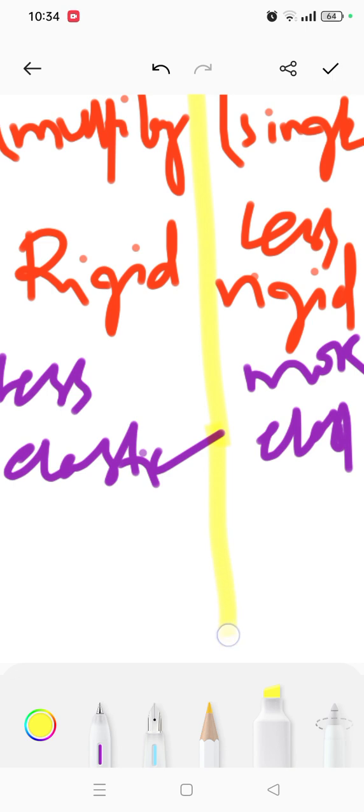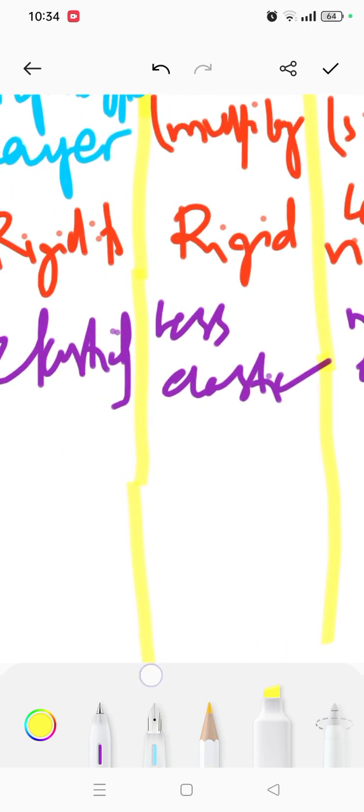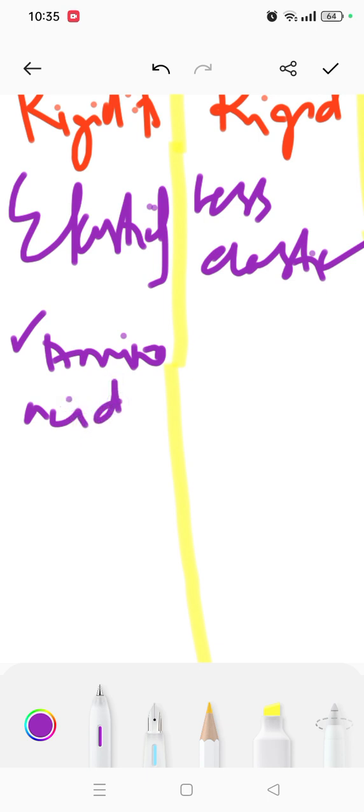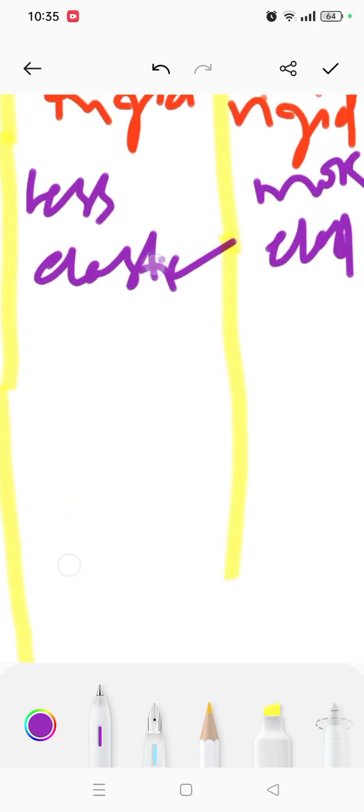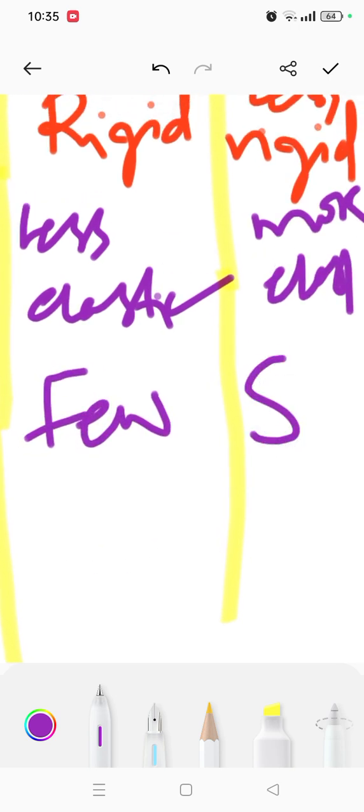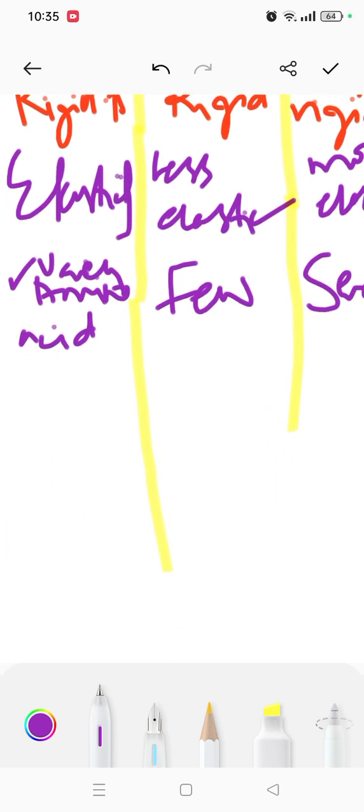Okay, and we have other things too. Here we have a variety of amino acids. We have them in both. Here you will see few, which means very few amino acid types, and here you will see several, different types of amino acids.